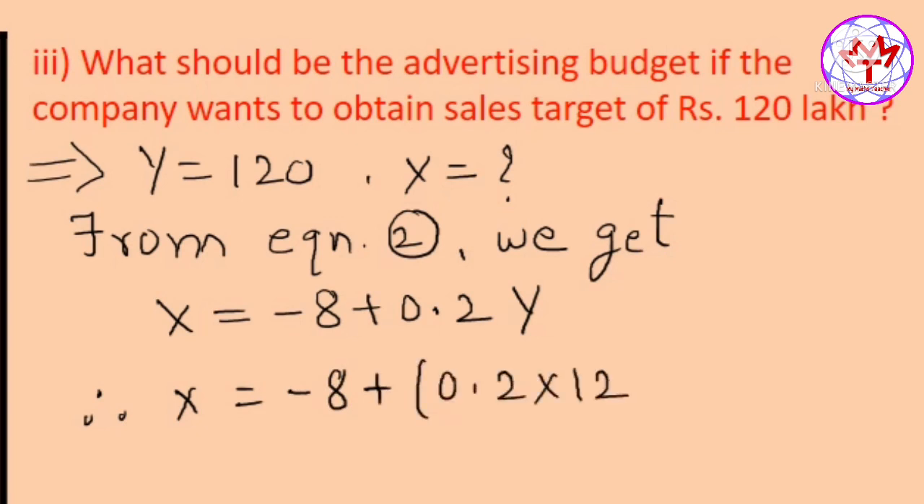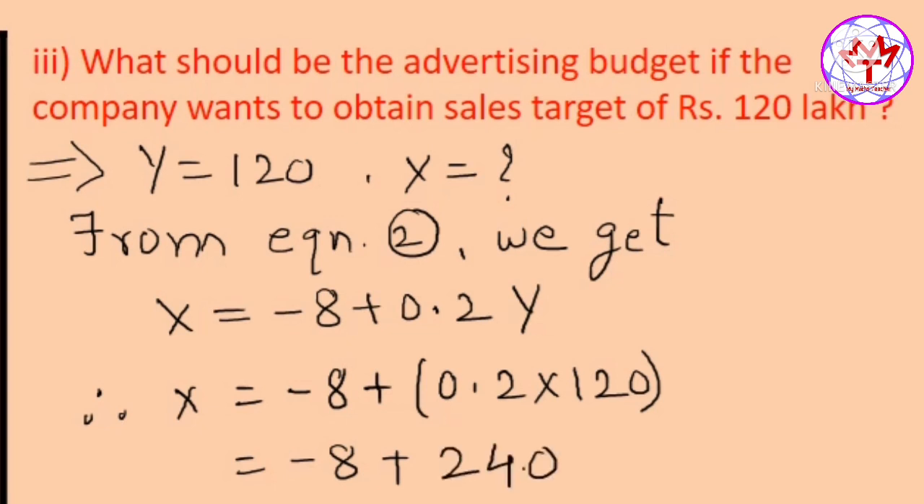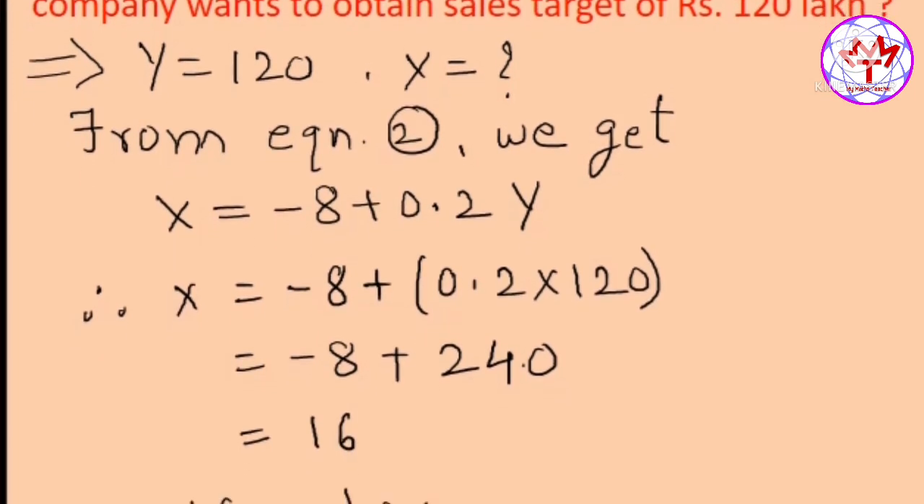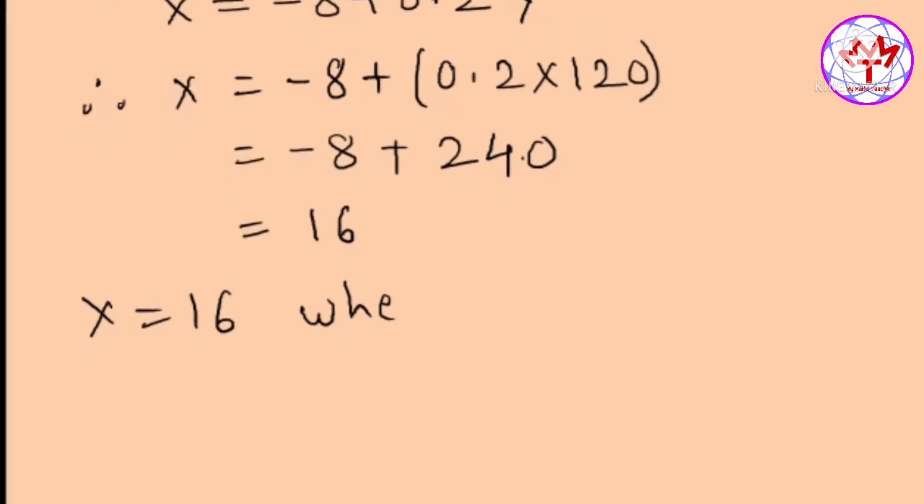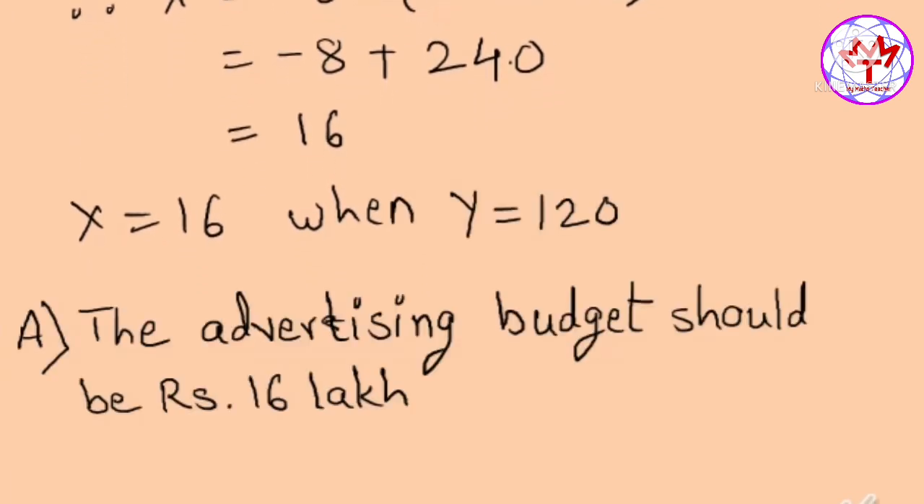So now let us substitute the value of y. Therefore we get x is equal to minus 8 plus 0.2 into 120. That is minus 8 plus 24, which is equal to 16. So x is equal to 16 when y is equal to 120. So let us write the final answer. The advertising budget should be rupees 16 lakh to obtain a sales target of rupees 120 lakh.